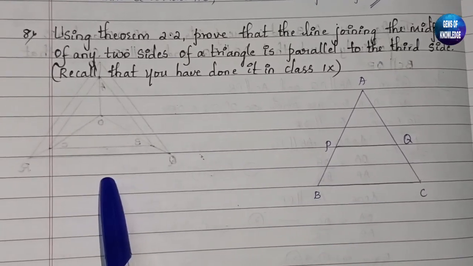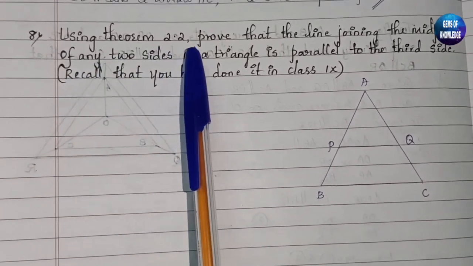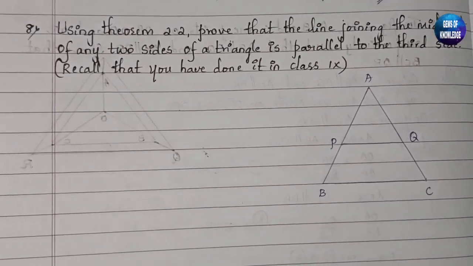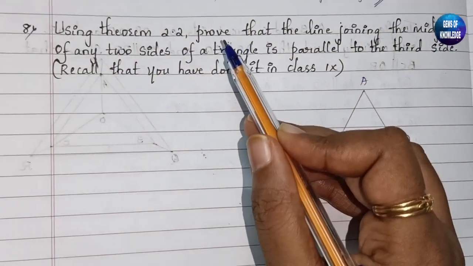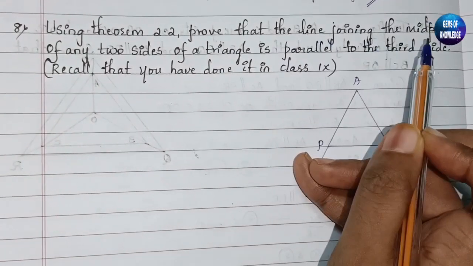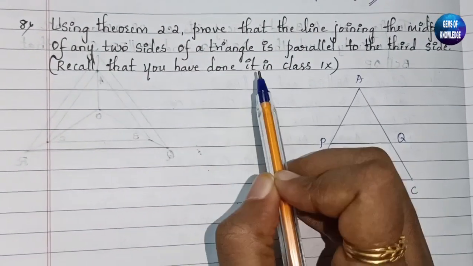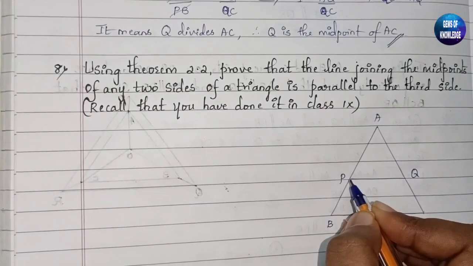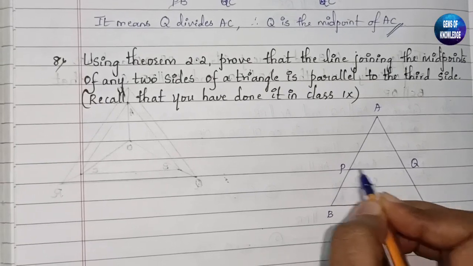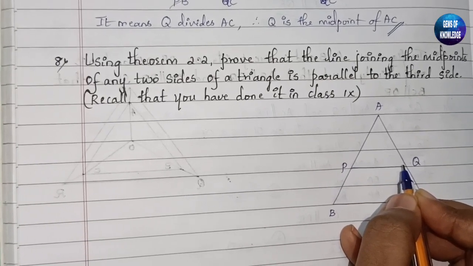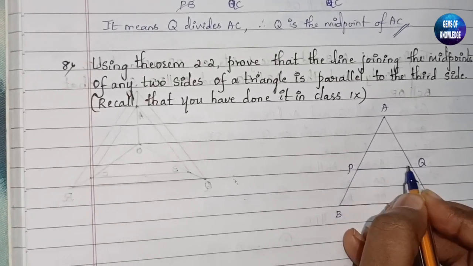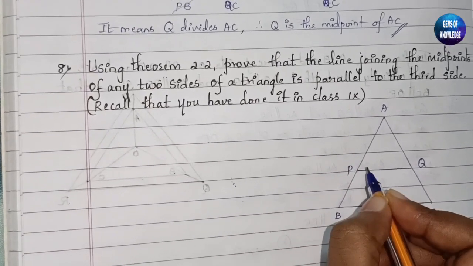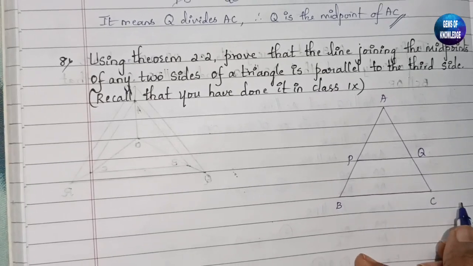Okay, so next question, the eighth one, using Theorem 2.2. 2.2 is nothing but the converse of the BPT theorem. Using that converse theorem, we need to prove that the line joining the midpoints of any two sides of a triangle is parallel to the third side. P and Q are the two midpoints of the triangle, and we need to show that PQ is parallel to BC.